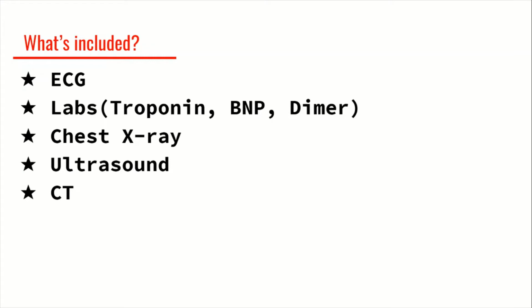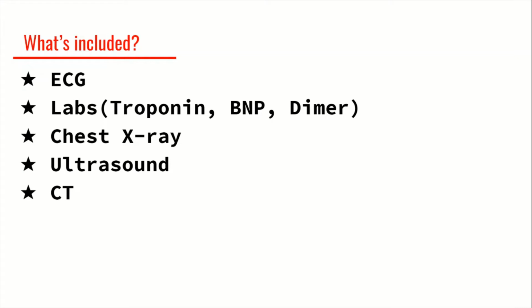Next in the workup is going to be blood work, right? So this includes troponins, a BNP, and a D-dimer. The troponins are a specific cardiac marker that gets released when the heart muscle itself is damaged, and it usually will rise between 2 to 6 hours from the initial myocardial insult or damage to the muscle, right?